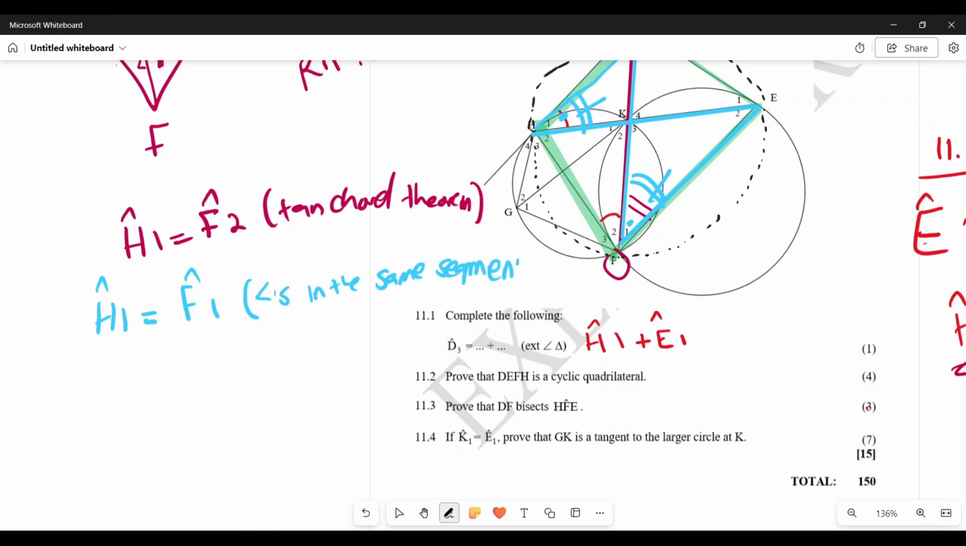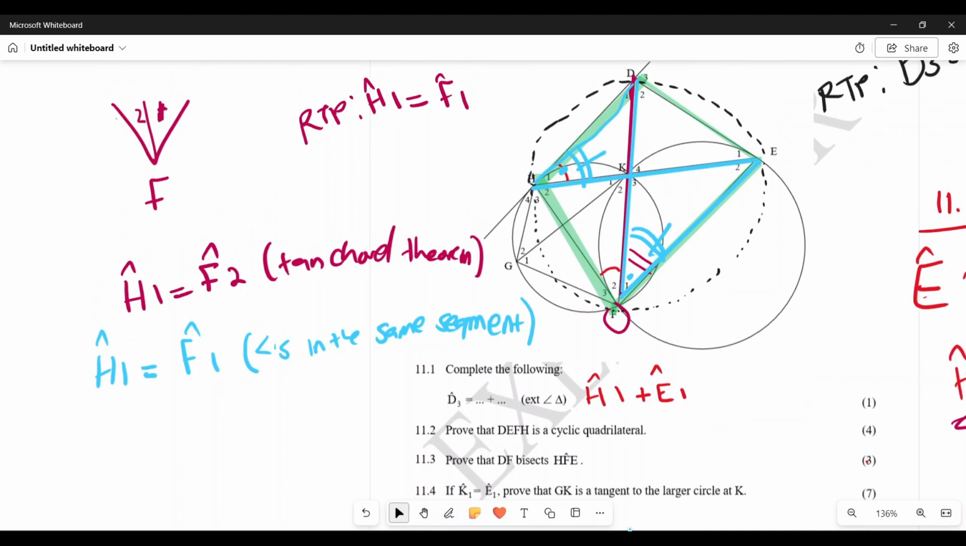Every time whenever they ask you to prove that something is a cyclic quad, try to put the imaginary circle with dotted lines so that you could also apply circle theorems to prove whatever angle that you want to prove. As a result, because both of these angles are equal to H1, therefore your whole angle F will be bisected. So we can conclude that F1 is equal to F2. Now we have proved that this line DF has bisected this angle F.